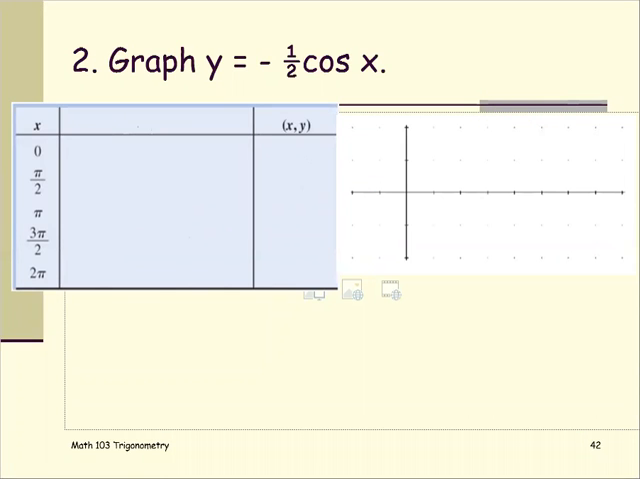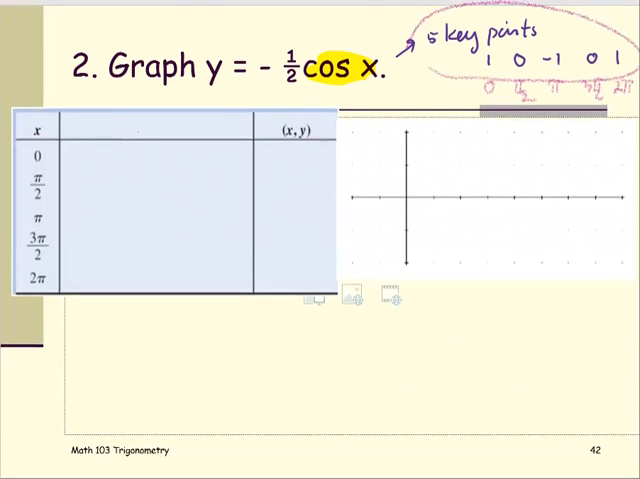The second example, we're going to graph the function y equals negative 1/2 times cosine x based on the cosine function. The 5 key points on the unit circle would be the values 1, 0, negative 1, 0, and back to 1. That is one cycle. And the angle starting from 0, pi over 2, pi, 3 pi over 2, and ending up at 2 pi. So for the 5 key points, we're going to use them to complete the table. The table, the increment of x starting from 0 to 2 pi, the increment by pi over 2. So we have 5 points listed.